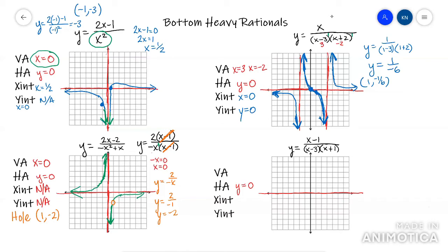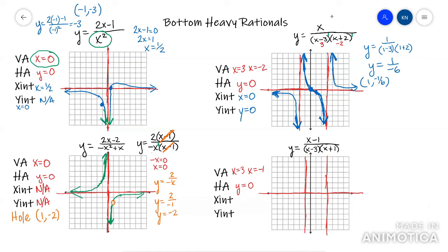Okay, this last one, go get your vertical asymptotes: the bottom, set them equal to 0. So I've got a vertical asymptote at x equals 3 and at x equals -1. That's here and here. So just like the one before it, I'm going to have 1, 2, 3 sections of line that I have to figure out. But let's keep going down this checklist.